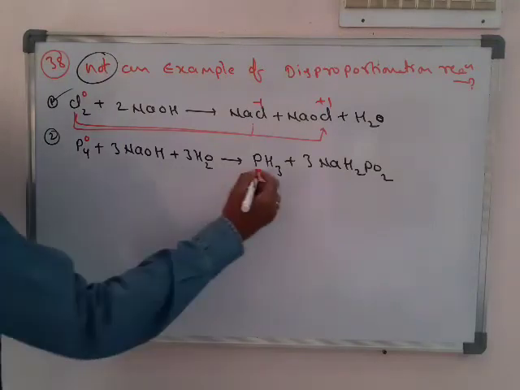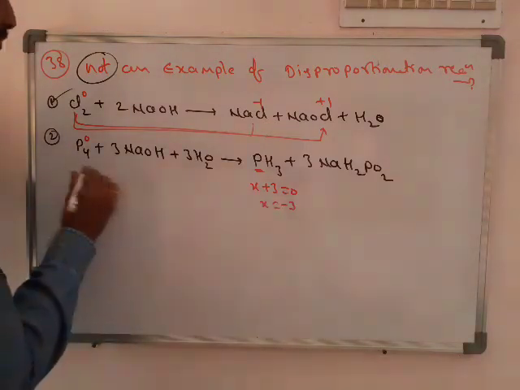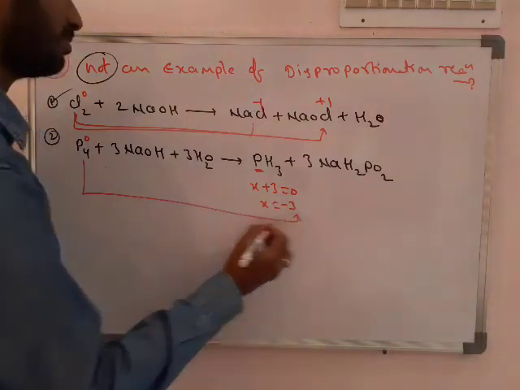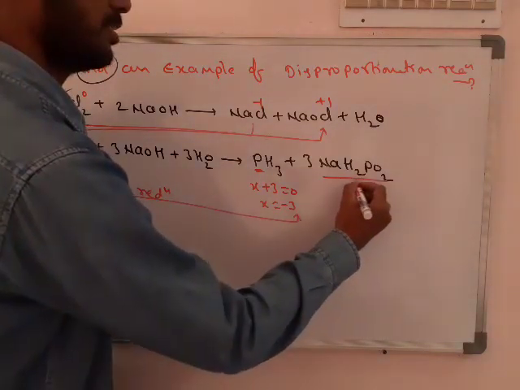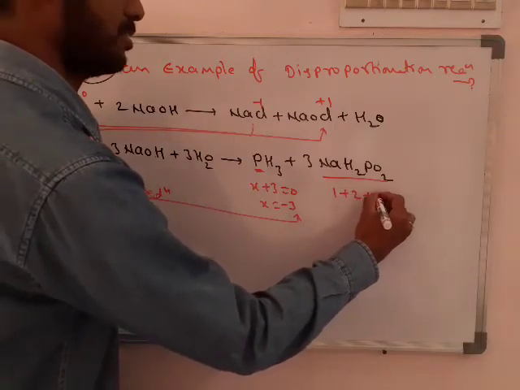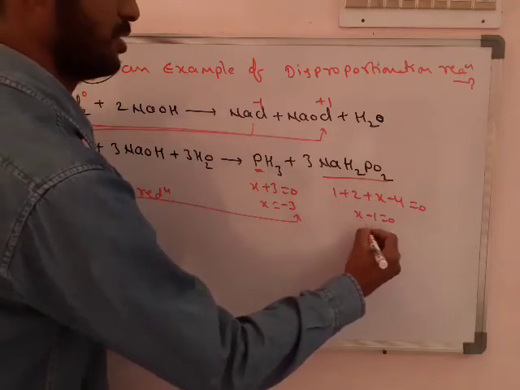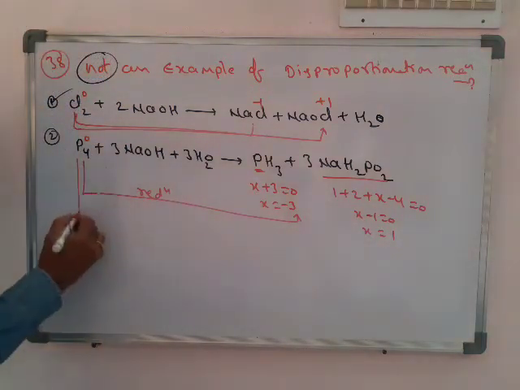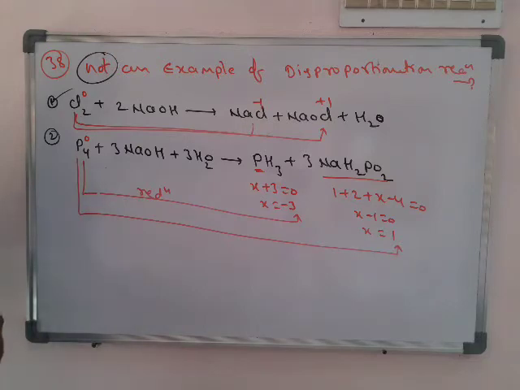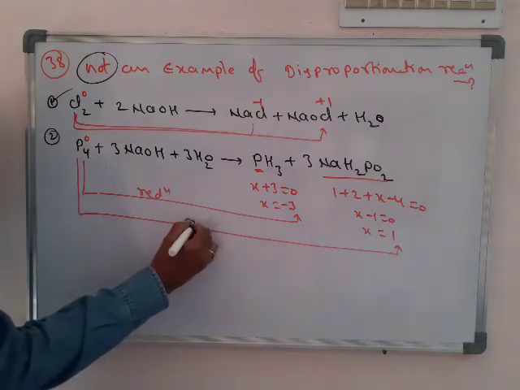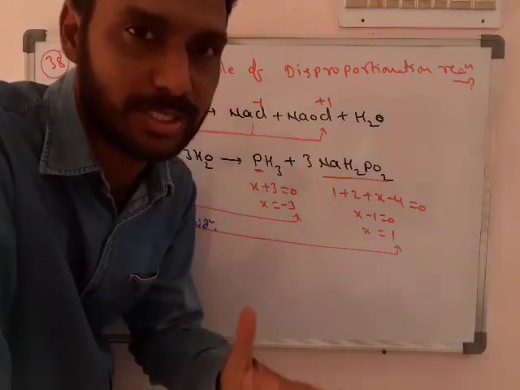So here phosphorus is 0. What is the phosphorus oxidation number? Hydrogen 3 times +1, so x equals -3. Phosphorus goes from 0 to -3, so it is reduced. So phosphorus undergoes reduction. In this example, 1 plus 2 plus x minus 4 equals 0, so 3x minus 1 equals 0, x equals 1. Here it goes from 0 to 1, the oxidation number increased. Oxidation number increase means it is oxidation. So only one element, the phosphorus, undergoes oxidation and reduction.